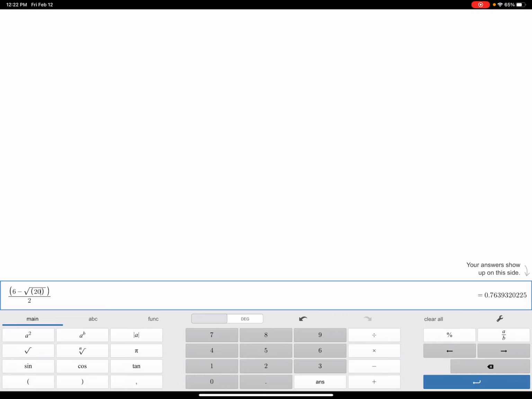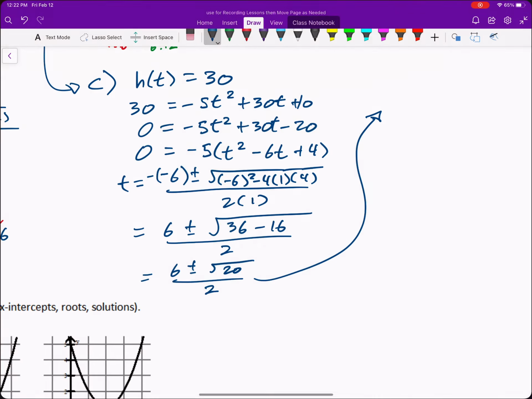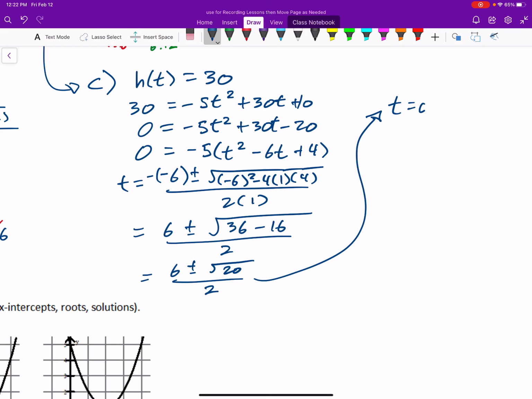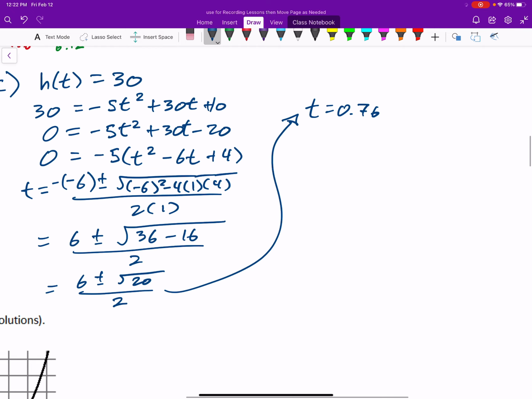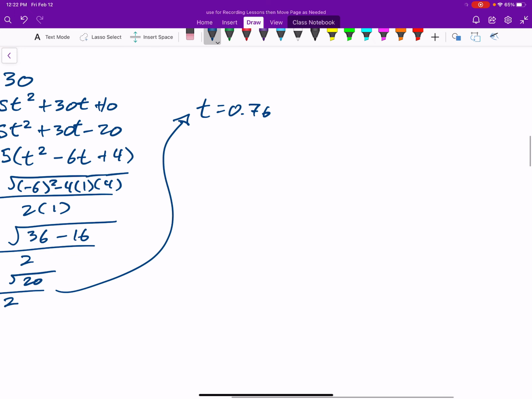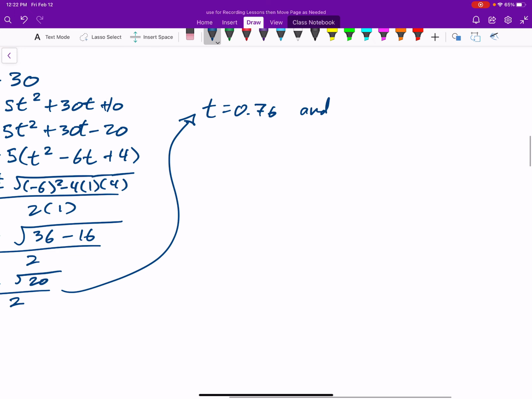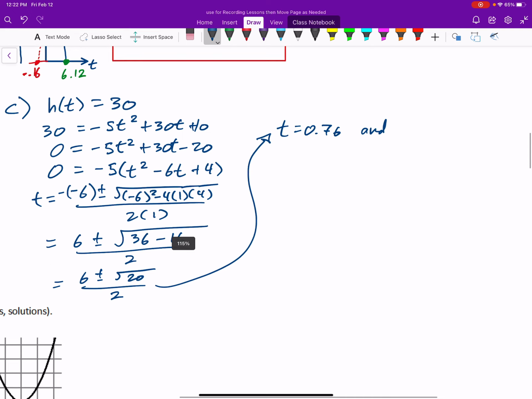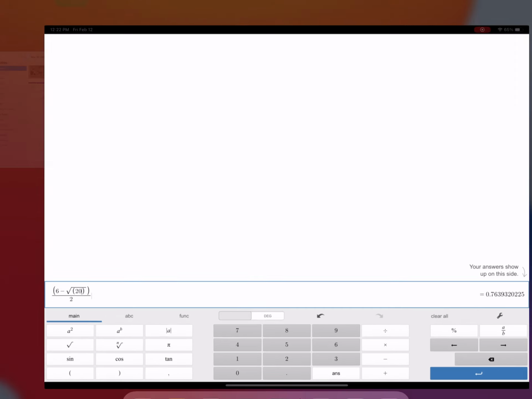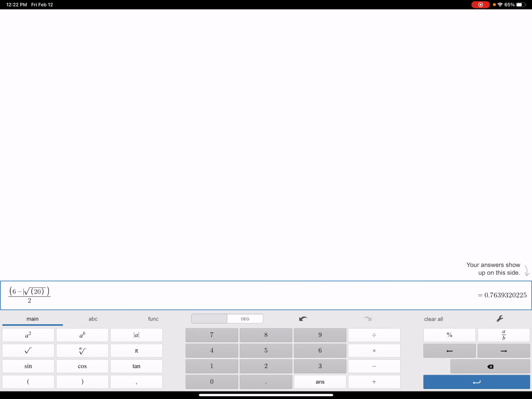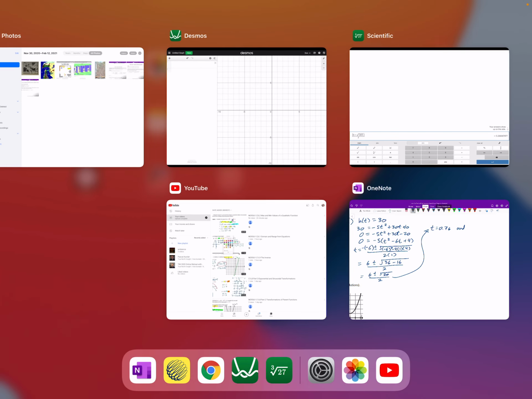So I got 0.76. And let's see what the other one I get is. That would be if I have a 6 minus the square root of 20 over 2. So again, oh, no, I already did the minus, so I'll change it back to a plus. So if I do the plus one, I'd get 5.24.